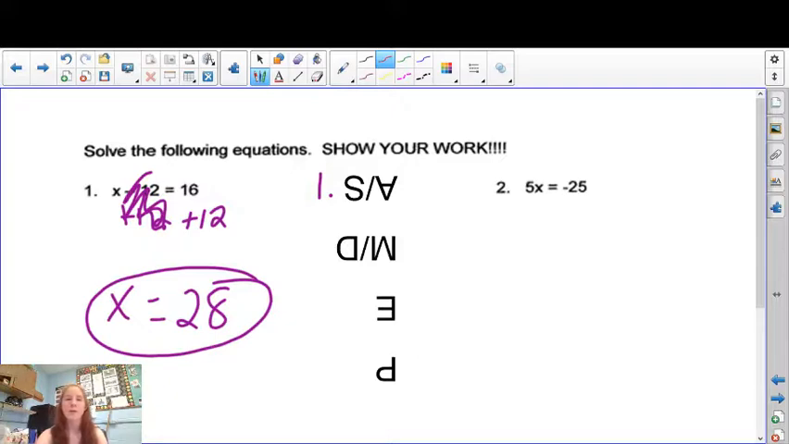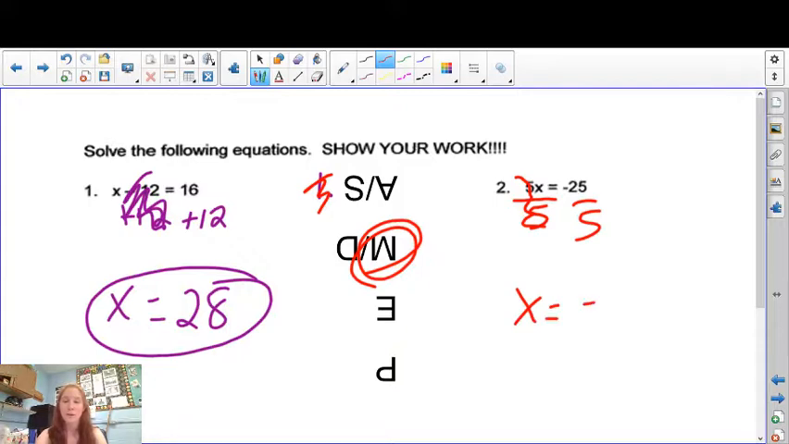Number 2, well, I can go ahead and skip the addition or subtraction because I don't see any, but I do have some multiplication going on. So in order to undo our multiplication, we go ahead and divide. And what I do to one side, I do to both. So I'm left with x is equal to -5.